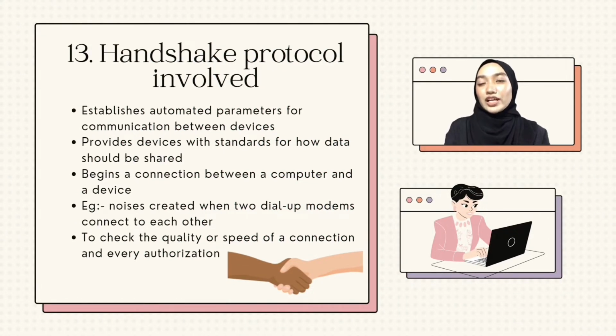After that, we move to the handshake protocol. Before normal communication occurs, the handshake step establishes automated parameters for communication between devices. The computing handshake, similar to how a human handshake sets the tone for the subsequent conversation, provides devices with standards for how data should be shared between them. Transfer rate, coding, alphabet, parity, interrupt process and other regulations are examples of these rules.